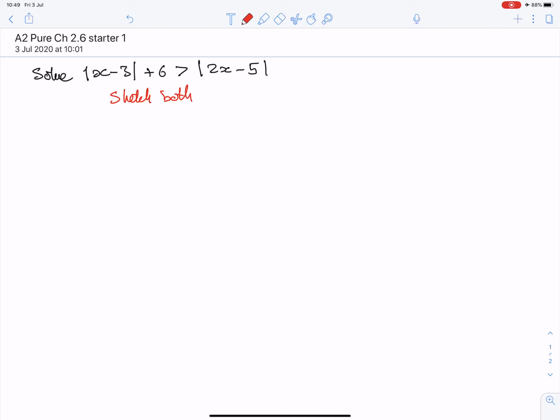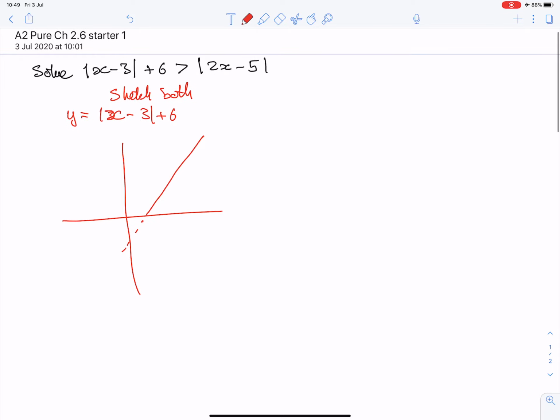I would do this separately to start with, so I'm going to look at y equals the modulus of x minus 3, plus 6, as one graph. So let's build that up. y equals x minus 3. I'll come down, dot it because it's negative, and then reflect. So that's y equals x minus 3, and the reflected one will be minus x plus 3. That point's 3, and that when y is 0, x will also be 3 there.